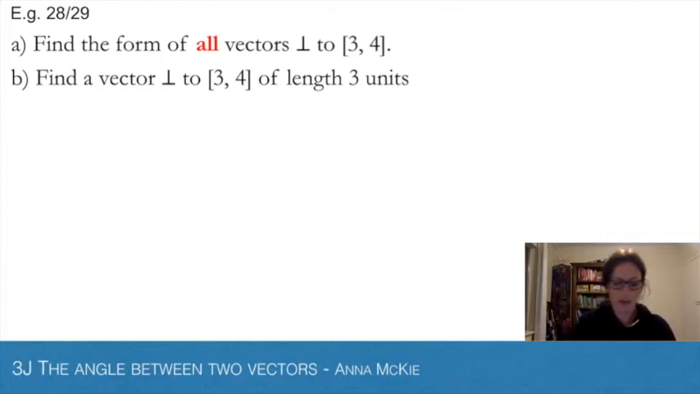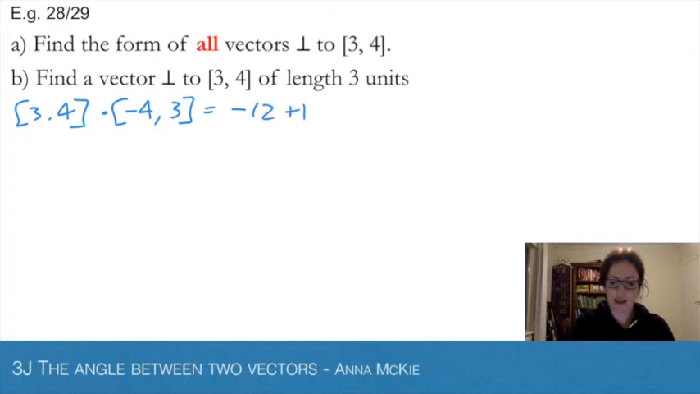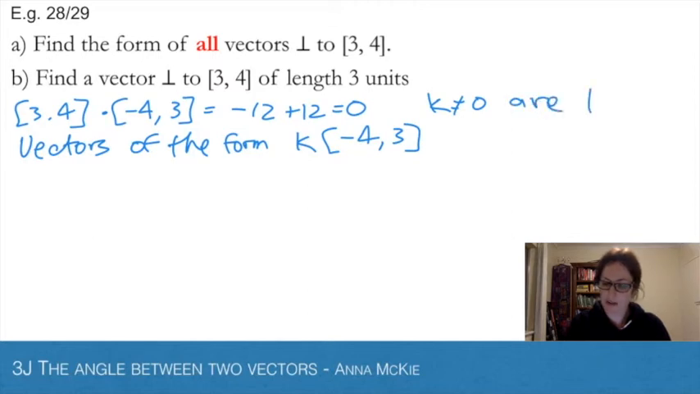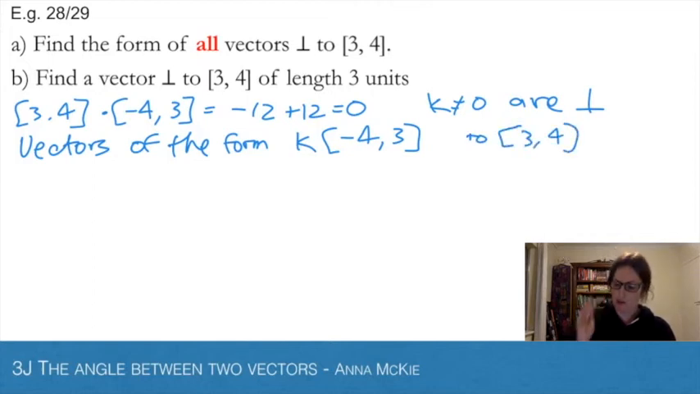So first of all, we have to work out the dot product and find that they are perpendicular. The dot product of that is -12, add 12. The scalar product is 0. So they have to be of the form where it's a scalar multiple of that perpendicular version, and k must not be equal to 0. So vectors of the form k(-4, 3), k not equal to 0, are perpendicular, that's that symbol there, to (3, 4). I haven't written that in a very straight line, but I'm sure you can work that out.